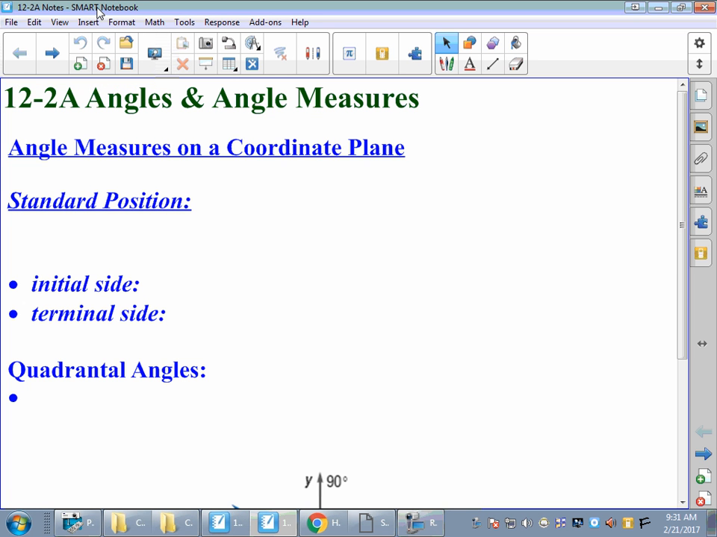These are your 12-2A notes on angles and angle measures. We're going to step out of the right triangle and move into angle measures on the coordinate plane. And so we have some terminology here.